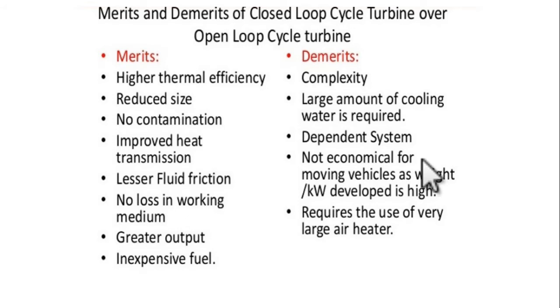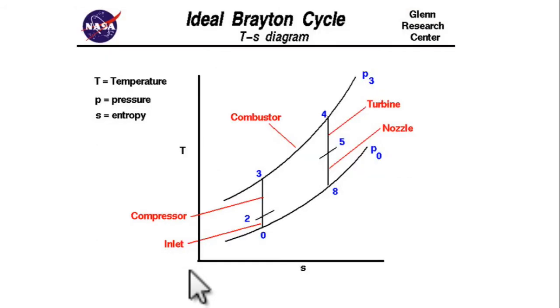Higher thermal efficiency is there in the closed cycle turbine. Reduced size is there. No contamination of the working fluid. Less fluid friction. No loss in working medium. Greater output and inexpensive fuel can be used. Solid fuels and liquid fuels can be used in the closed cycle turbine also.